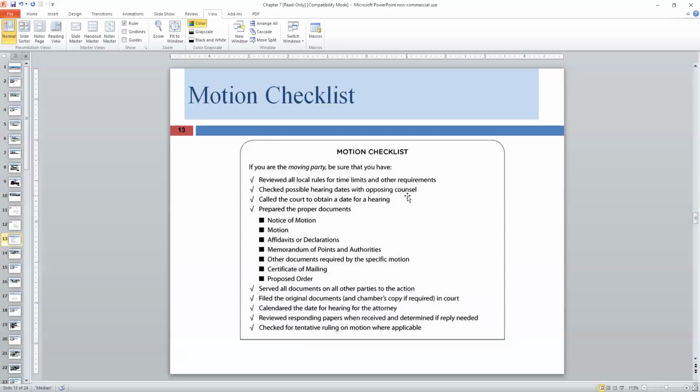Again, before you file it, you're going to want to check hearing dates with opposing counsel, and then you'll want to call the court, probably the court coordinator, and actually obtain a date for the hearing. And obviously, you'll want to make sure that that date is going to work for opposing counsel.